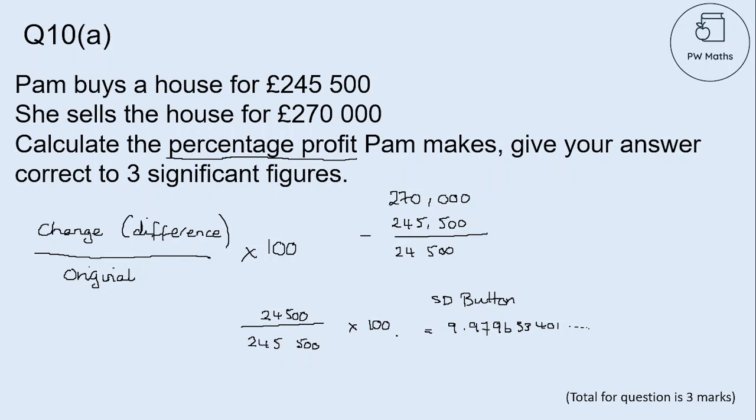3 significant figures is asking us for the first 3 non-zero digits. So it's a bit different to decimal places. We can include the number in front of the decimal. So you've got 1, 2, 3. Have a look to see whether or not the next door neighbour will make it go up or down, and in this case yes it does because it's a 9. So to 3 significant figures, our percentage profit is 9.98%.